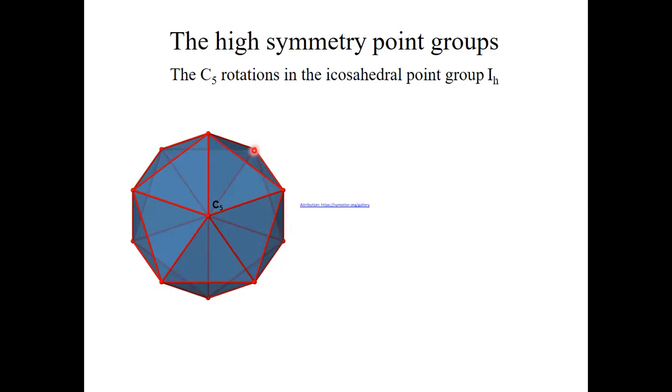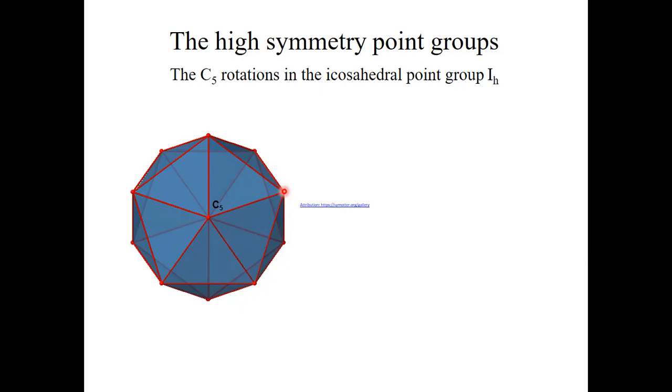So as we rotate around the C5 axis, we do not move these vertices, but we move all the vertices which are part of the pentagons. We rotate them by 72 degrees. Now I wanted to animate this, but for some reason the animation doesn't work properly. I hope you can imagine it correctly.